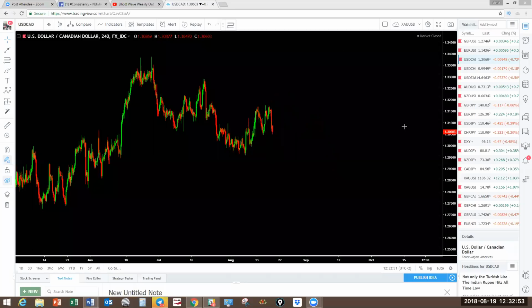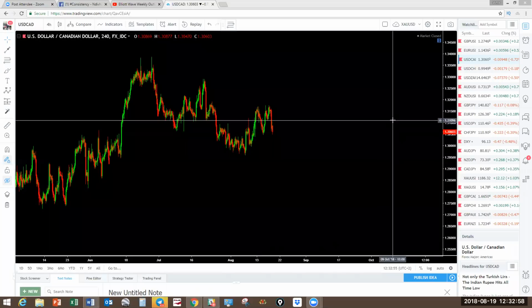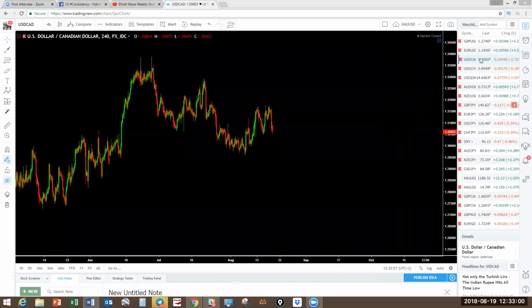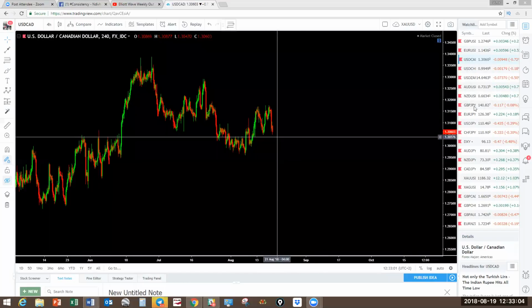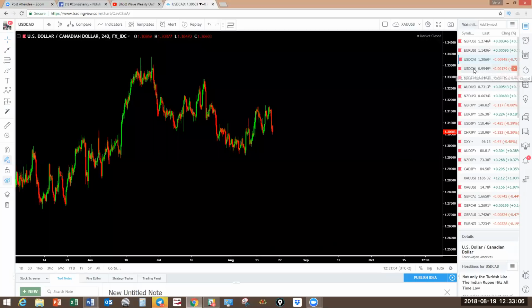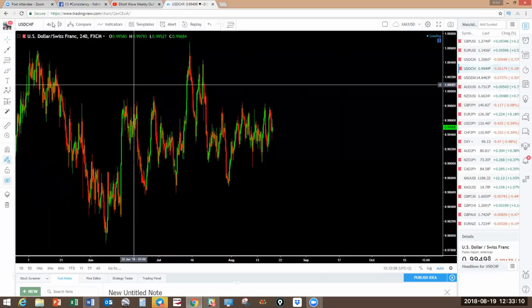It's like playing a puzzle. The more pieces of the puzzle you have, the more information you have to complete. All right, so either way, when this correction is complete, you will know which one. All right, so that is USDCAD, USDCHF is a lot clearer. If I go to the daily, you'll see how clear this is.